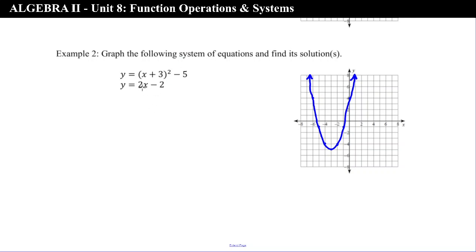Now let's take care of the line. So we know we have a slope of 2. Our y-intercept is going to be at -2. So let's put our y-intercept here. And then let's sketch our line. So here we have our line. And you'll notice that this parabola and line do not cross. So therefore we have no solutions.